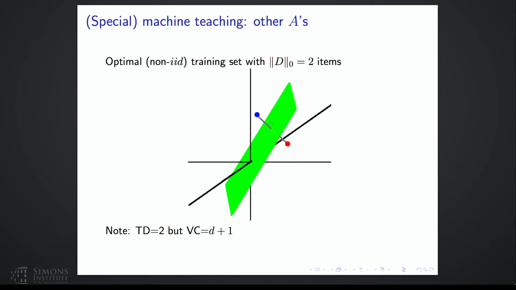We have here something that shows that for hard margin SVM, you can teach it with two examples. And you cannot teach it with only a single example here. And here's a very interesting contrast. If you think about it, the VC dimension for d-dimensional hyperplanes is going to be d+1, so this is quite different than what VC dimension is trying to characterize.